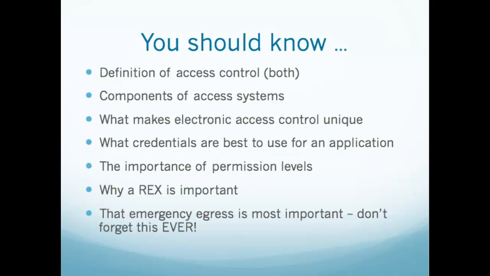So to finish up this particular unit, and then I just have a couple more slides on some housekeeping stuff, again, you should know the definition of access control, both the book definition and our definition. You should know the components of access systems, and realistically, they were credentials, readers, control panels, door hardware, and host, right? That was about it. What makes access control systems unique? Why you would want to use them, right? It was in one of the early slides. Understand that, remember those things.